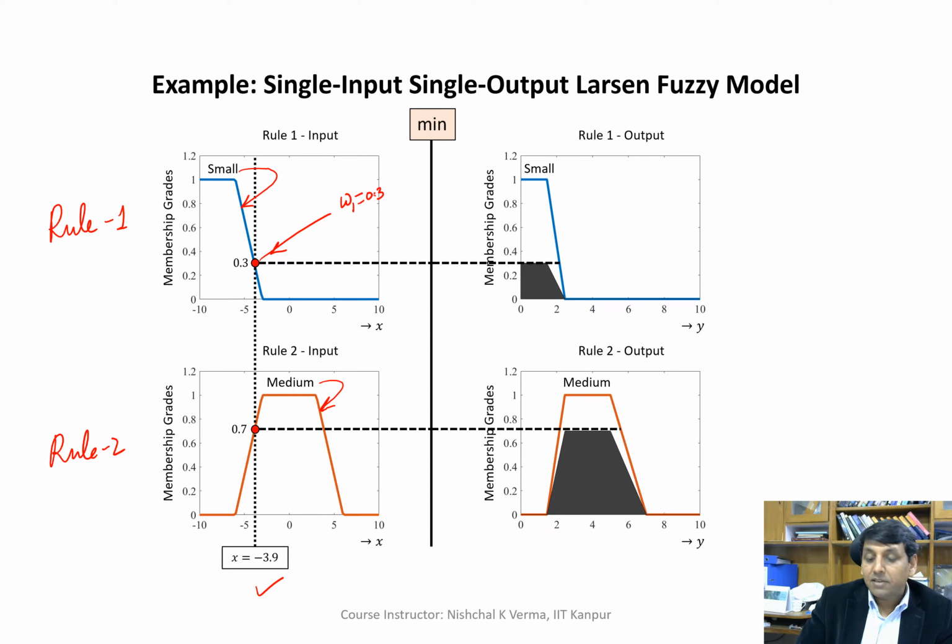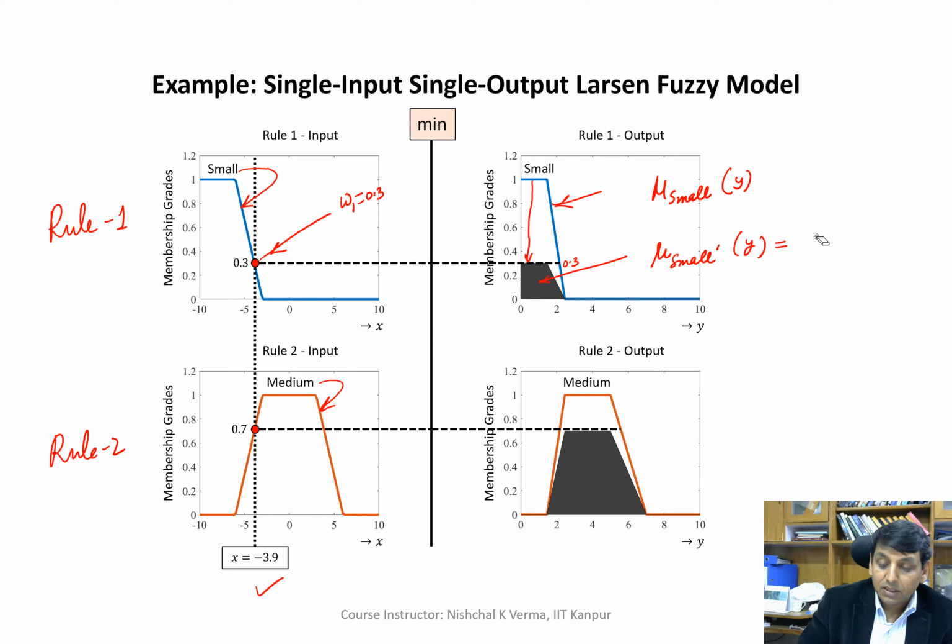Now if we apply the Larsen fuzzy model, the height of this output fuzzy set, that is small in this case, we have to bring it down to the 0.3 value. And the new membership function, let's say the membership function of small here is y, the membership function of small dash will be w, that means 0.3, into mu small y.